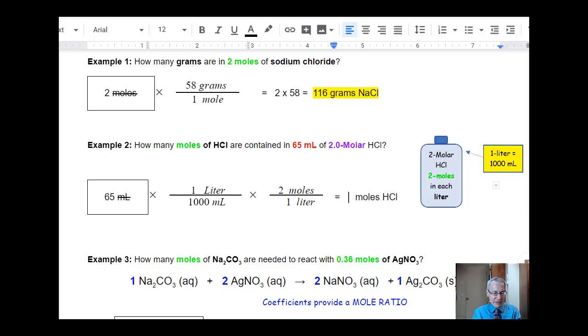So it's 65 times 1, but divide by 1,000. You can see it right there on the bottom. Divided by 1,000. That gets me 0.065 liters, then times 2, divided by 1, I'll skip. My calculator is telling me 0.13 moles of HCl is the final answer. I'll go ahead and highlight that as final answer.